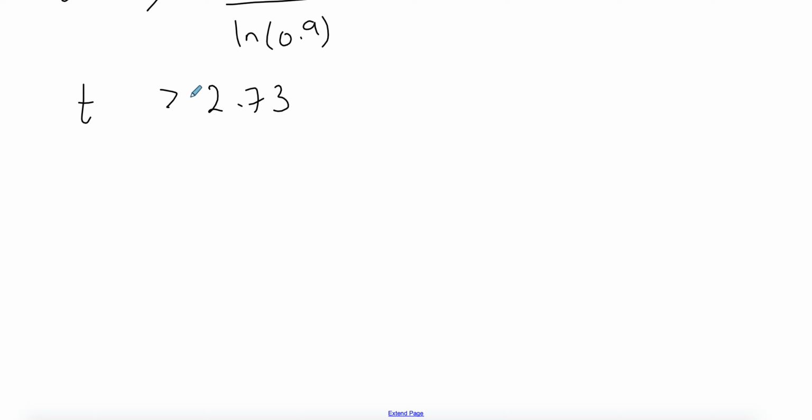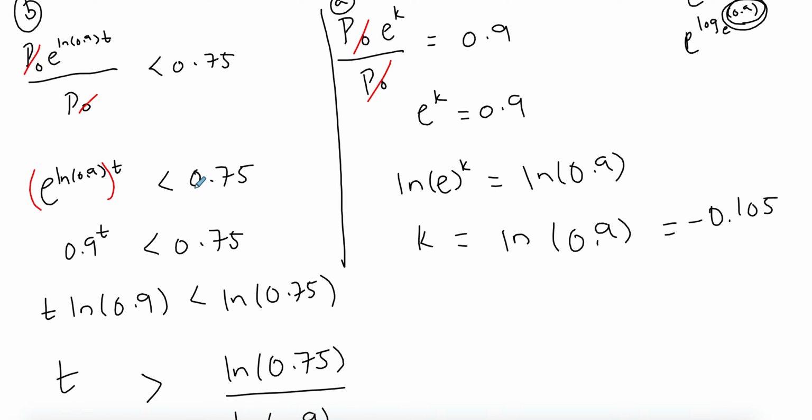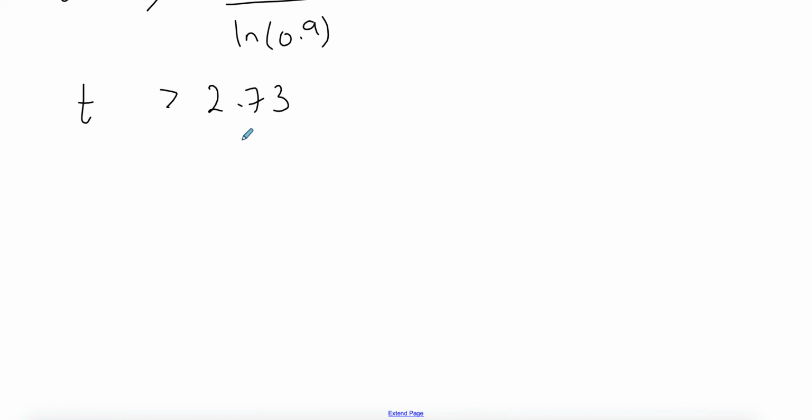So if I pick 2, this would be too low. It won't reach 0.75, it will actually be more than 0.75. So you can test out the numbers if you want to, as in if you pick 2 decades. 2.73 in terms of decades is 27.3 years.